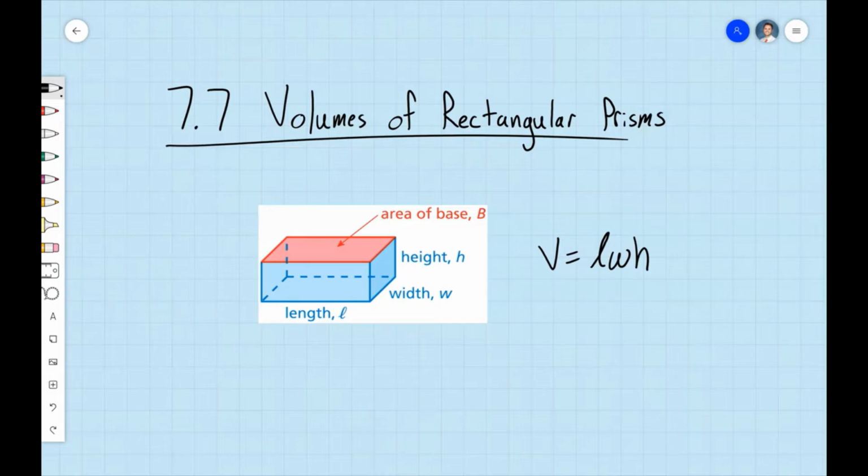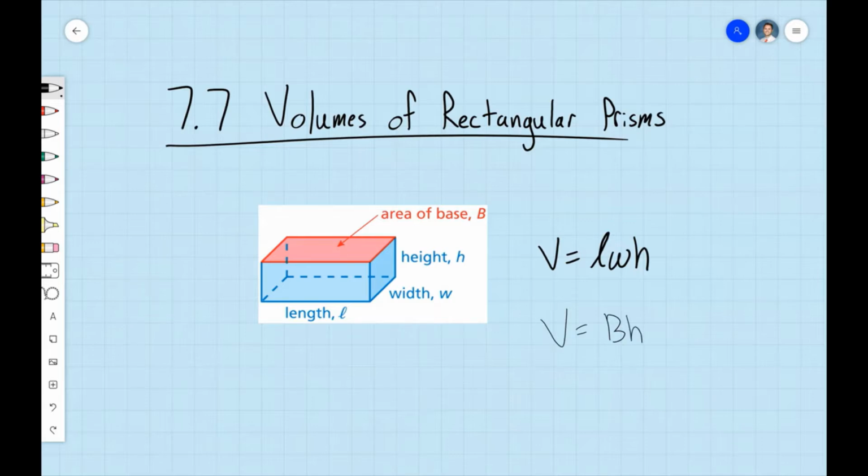So for example, if you have a box from Amazon perhaps, and you want to know how much space is inside that box, we would be finding the volume. Now the formula to find our volume is length times width times height. We could also write this as the area of the base times the height.